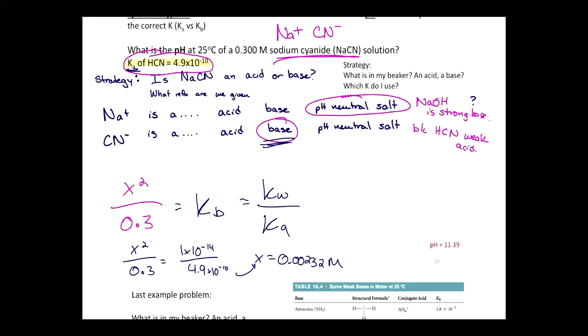Ooh, there's no ice table to help you. But what kind of K expression did you use? Kb, because CN minus is a weak base. So that means X is the concentration of hydroxide. Yeah. All right, so that means you calculate pOH first. pOH is equal to 2.63, and then you get a pH of 11.39.